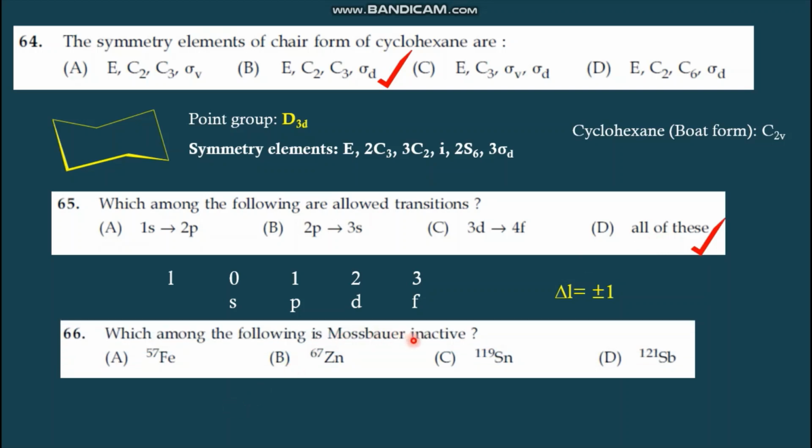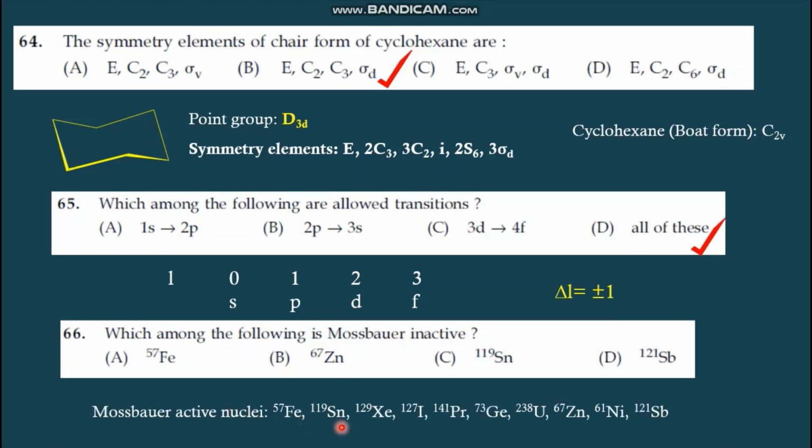Next question, which among the following is Mossbauer inactive? I already did 2 videos based on Mossbauer, that also you have to watch. I will give some examples for Mossbauer active nuclei: iron 56, tin 119, xenon 129, iodine 127, promethium 141, germanium 73, uranium 235, zinc 67, nickel 61, and antimony 121. So in the options there is no correct answer because all are active. So PSC deleted this question.